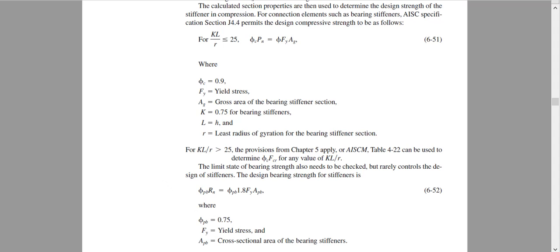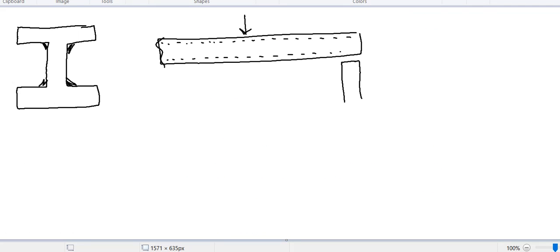So here I drew a profile or cross section of a beam. There is a concentrated load here, and that will produce a concentrated load in the support. So there is a concentrated load at the end of the beam and here also. Now we should check the web capacity, like web yielding, web crippling, web sidesway buckling.